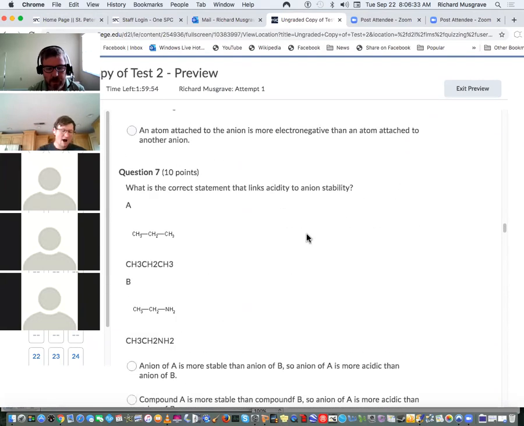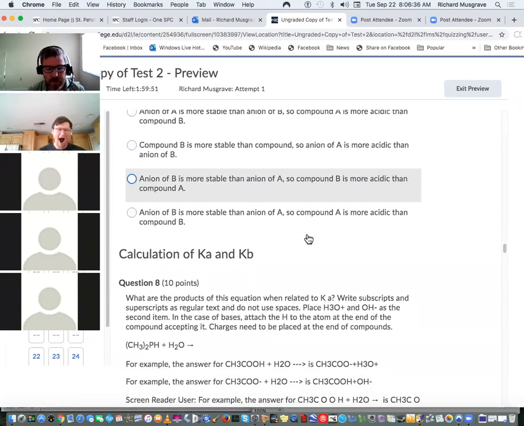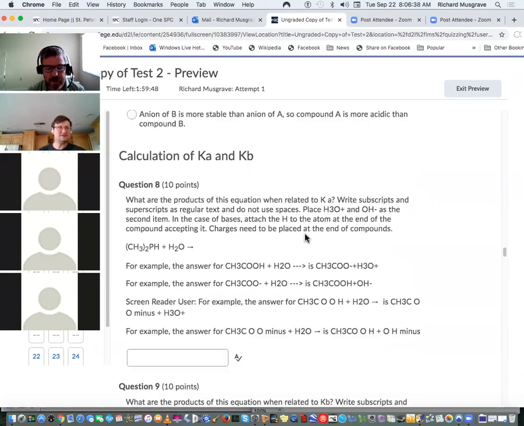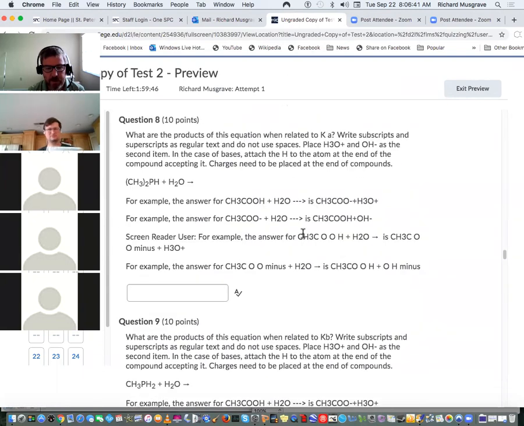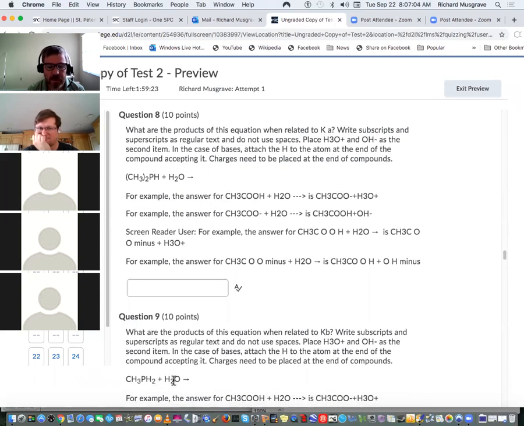And the ones we're talking about here would be questions 8 and 9. All right, so here's what it says. What are the products of this equation when related to Ka? You'll notice that in order to remove any doubt about what's going on, I've added water into the equation here. So we know that we're going to get H3O plus here as a product because I've added in the water. And you'll notice for the base, I've done the same thing. I've added water as well. All right, so we know what we're getting in each case here.